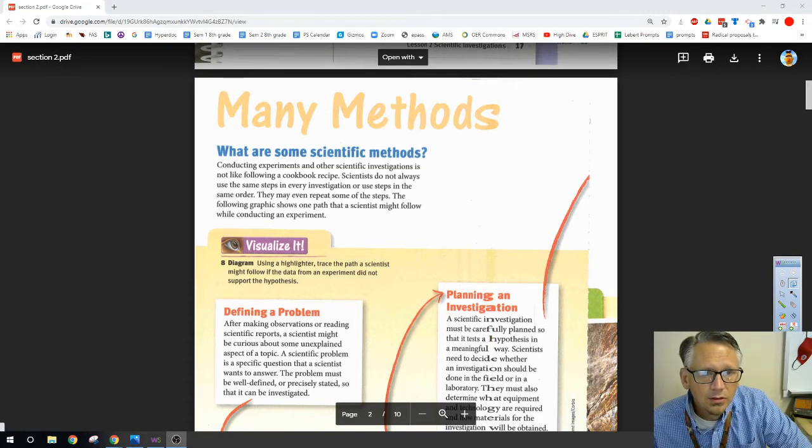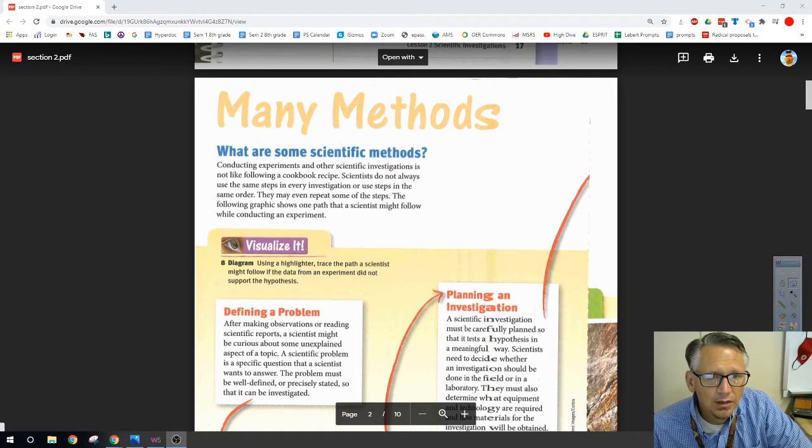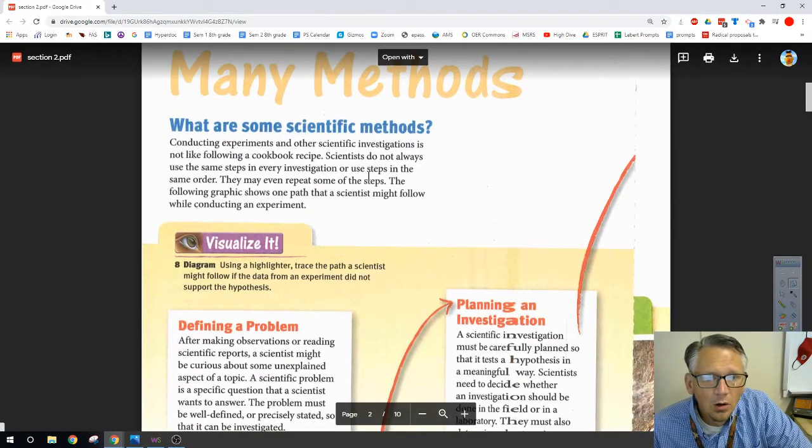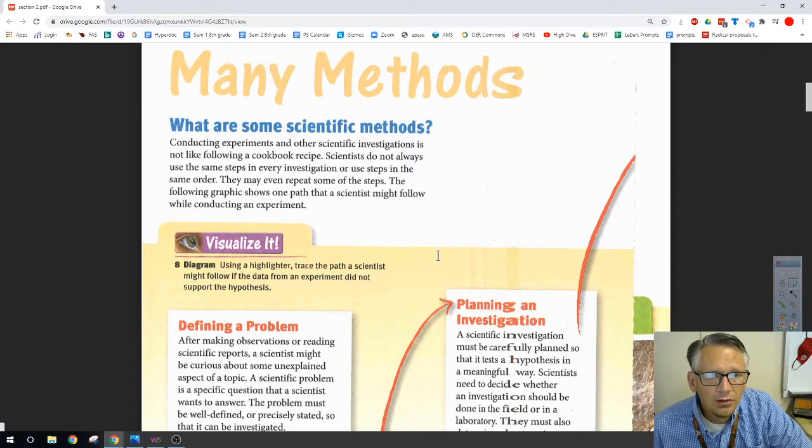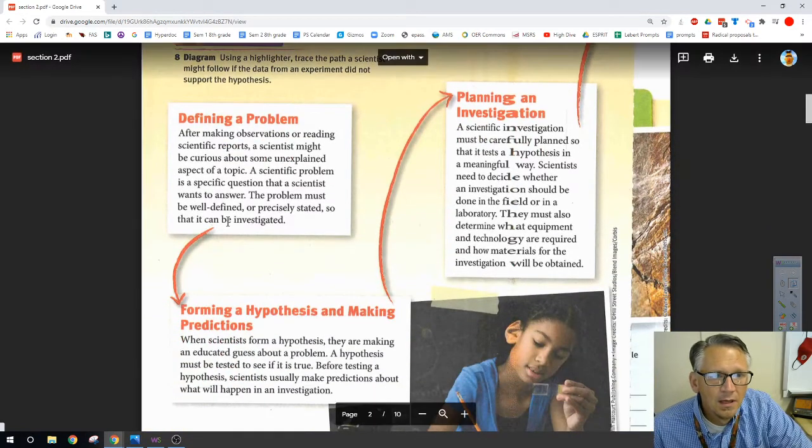Many methods. What are some scientific methods? Conducting an experiment and other scientific investigations do not follow a cookbook recipe. Scientists do not always use the same steps in every investigation or use the steps in the same order. They may even repeat some of the steps. The following graphic shows a pathway that scientists might follow while conducting an investigation.